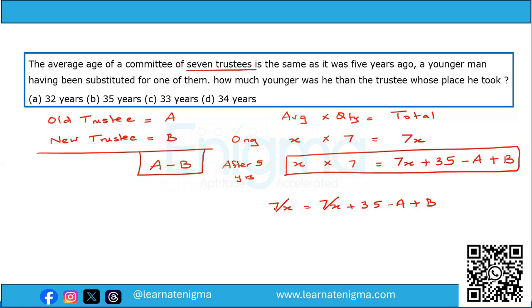So 7x gets cancelled out. Now we want A minus B. Right now we have 35 minus A plus B is equal to 0. So rearranging, we get A minus B is equal to 35. So that's the difference between the old trustee and the new trustee. So the answer will be option B.